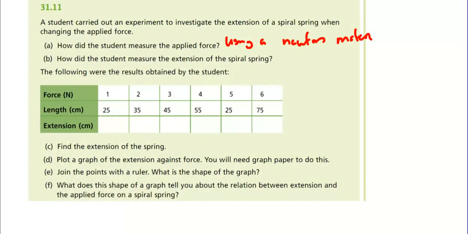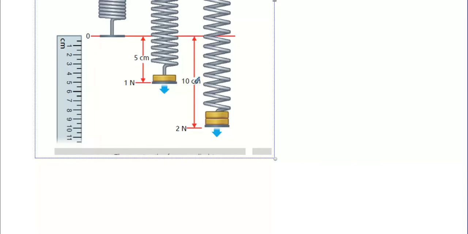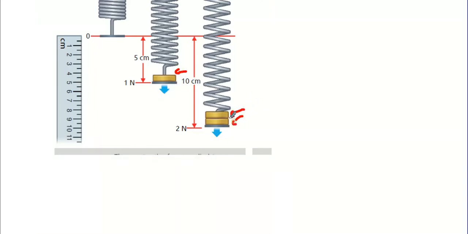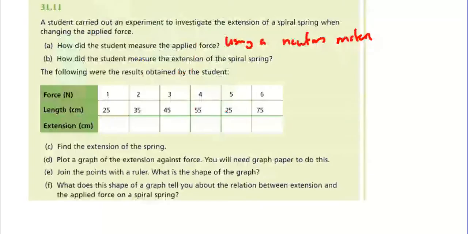So in the book as well, you can use weights, so you can put on weights, 1 Newton weight, and then 2 of those weights would be 2 Newtons. Basically a 100 gram weight, when you multiply it by 10, is roughly 1 Newton of force, okay? So you have these weights which are called Newton weights, and you can put them on to get the force you require, okay? So you can use a Newton meter or weights.